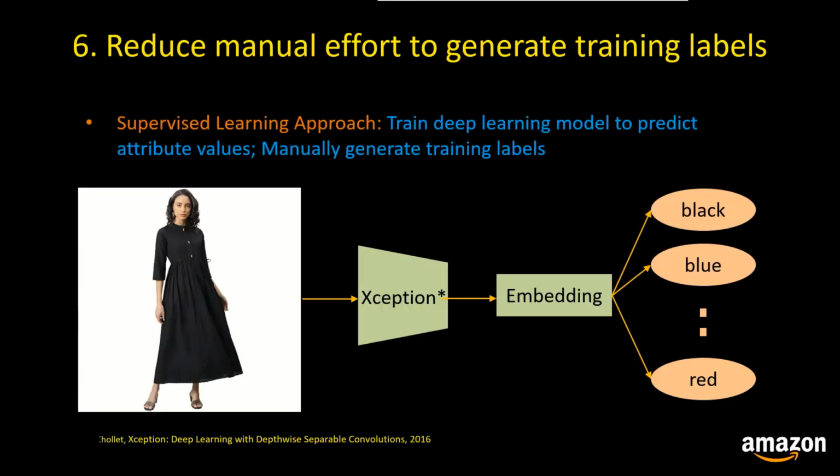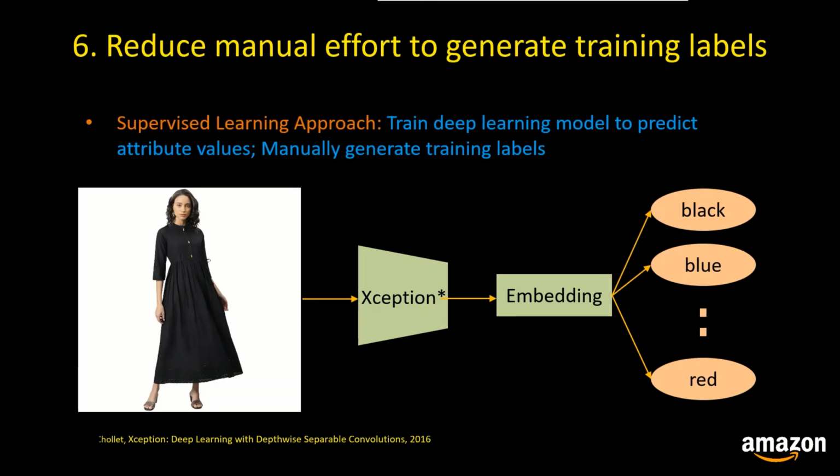Next slide. Now, a simple approach, a supervised learning approach here, is to train deep learning models to predict attribute values, right? And training data for these models is manually generated. Using the color attribute as an example, human annotators would label thousands of images as red, blue, and so on. And using this labeled data, we train an image classifier that predicts the color for a given product image.